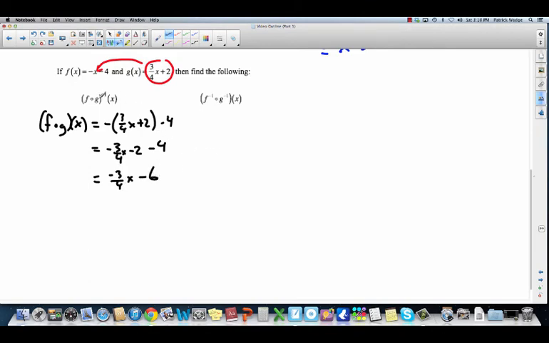Okay, now we've done the composite function f of g. I guess I should write this again. F of g of x equals that. Now we have to find the inverse of that. How do we do that? First, always write this as just y. Y equals negative 3/4 x minus 6. Then we replace the y with x and the x with y. This is what we just learned today, right? And now we solve for y. Move the 6 over, so we have x plus 6 equals negative 3/4 y.